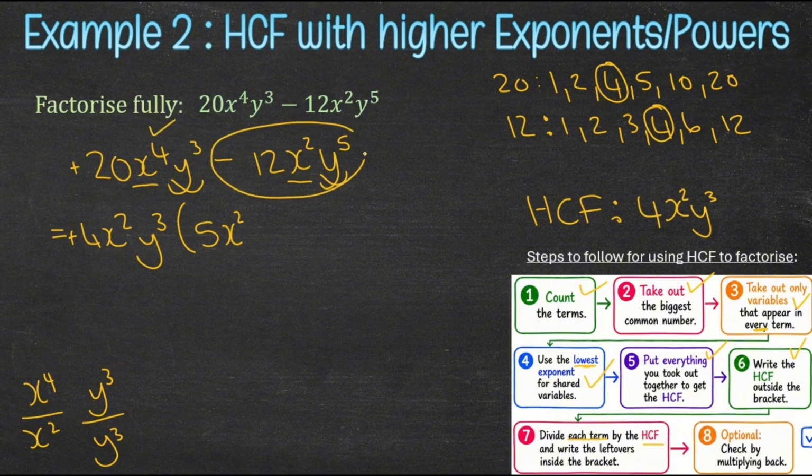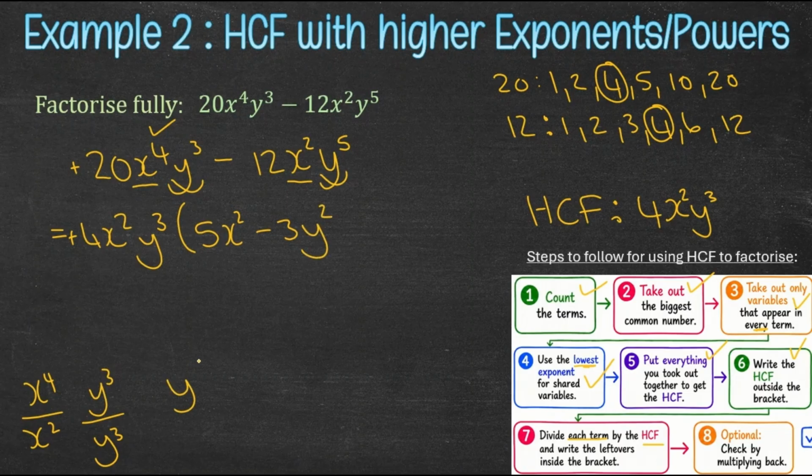Next up, we have this term, and it's very important to include this negative sign as well. So I'm going to take negative 12 divided by positive 4 gives us negative 3, because a negative divided by a positive is negative. I've got x squared divided by x squared. Again, they cancel each other out. It's 1. I'm not going to write that down. And then I've got y to the power of 5 divided by y cubed. That gives us y squared.